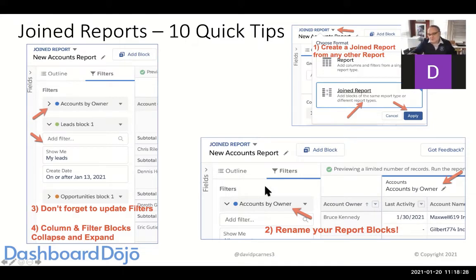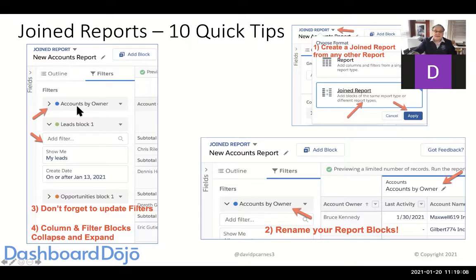Tip number two is you can rename your report blocks. And I think you probably should rename your report blocks as you're working with joined reports. It makes it easier for your users to understand what they're looking at, but it also makes it a lot easier for you to manage the filters and the columns, because you can expand and collapse and see the label that you gave it, such as accounts by owner, in each of the filter and column sections as well. You can see up here in the top left screenshot that I've collapsed that accounts by owner.